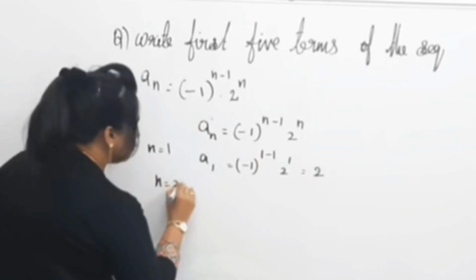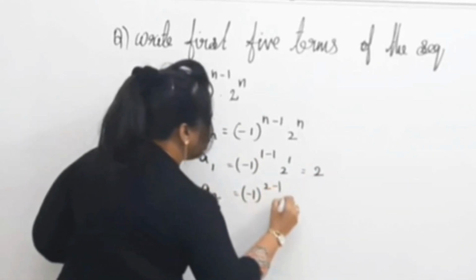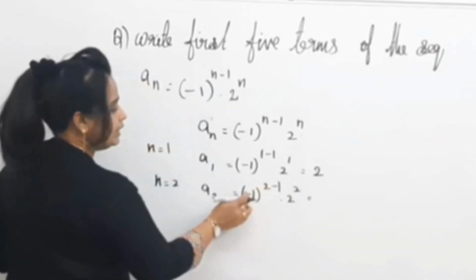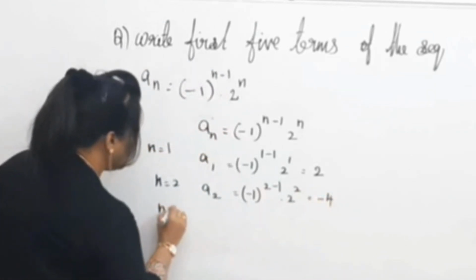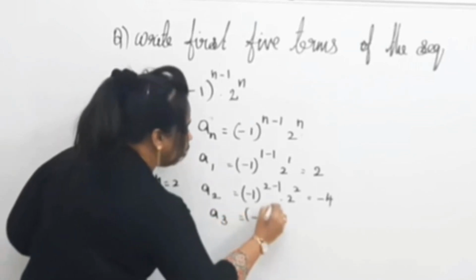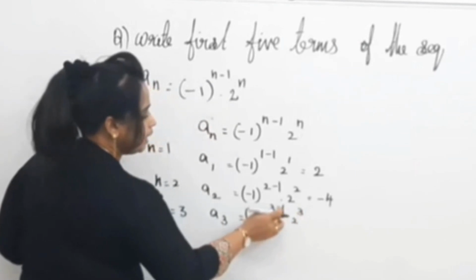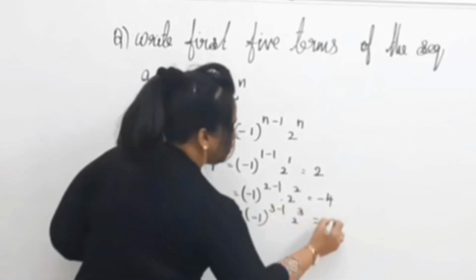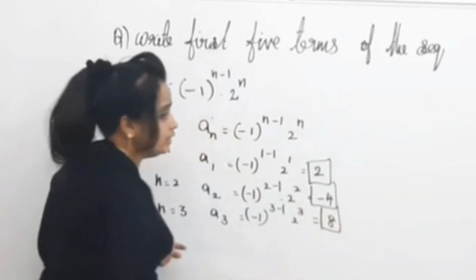Now next is n = 2. a2 = (-1)^(2-1) × 2^2. This becomes 1 in the power, so -1 into 4, that is -4. Now n = 3. I put a3 = (-1)^(3-1) × 2^3. So this becomes 2, 3 minus 1 is 2, so that becomes positive. 2^3 is 8. So I get my terms 2, -4, 8.